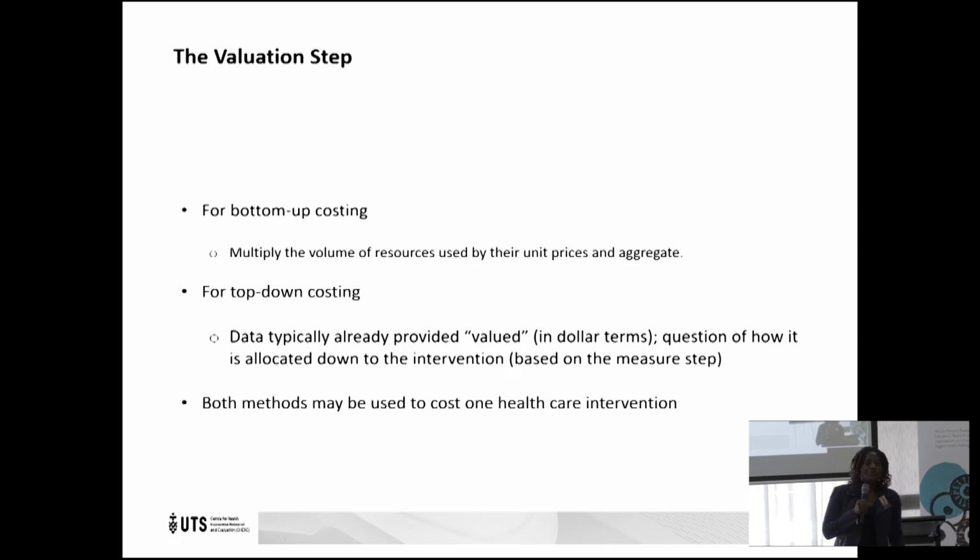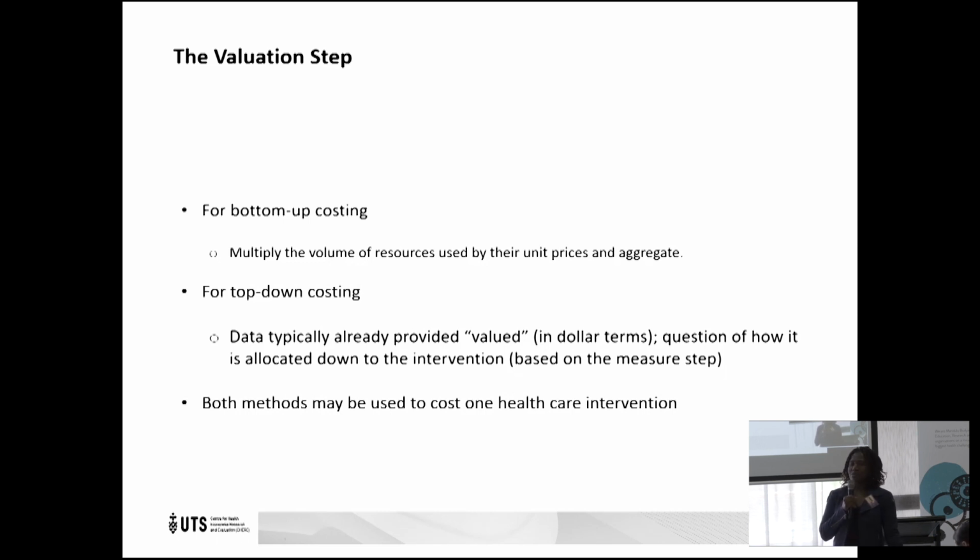So once you've measured, you've identified the sources of data that you can use to measure the resources that you've identified, you come to valuing. If you are doing bottom-up micro-costing, you just have to multiply the volume of the resources by the unit price to get your overall cost. If it's top-down, typically you have it valued. So the question is how you are going to allocate it to your intervention.